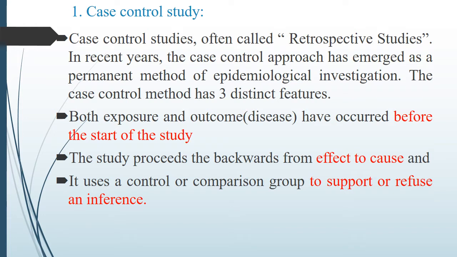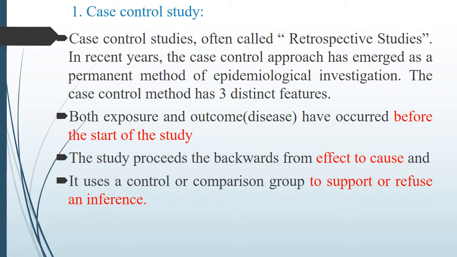Here there are mainly three features. The first one is that both exposure and outcome have occurred before the start of the study. So before we conduct our study, the disease or exposure to disease has occurred. That is the first feature. The second is that the study proceeds backwards from effect to cause. So we are seeing from effect to the causes.